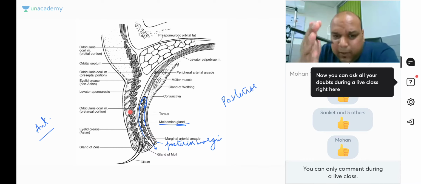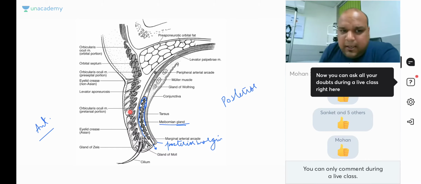Am I clear, everybody? So the Meibomian gland opens anterior to the posterior margin, whereas the gland of Zeis and the gland of Moll open in the lashes or the base of the eyelash follicle. I hope everything is clear here.